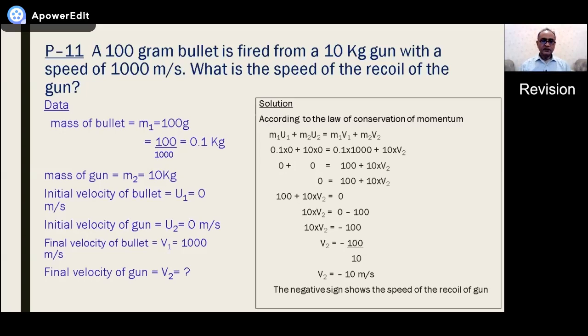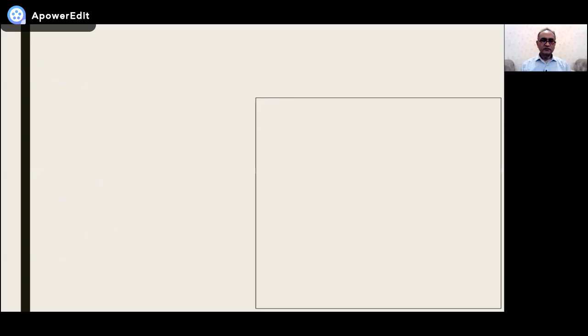So today we are going to do another problem related to momentum, and you can see the screen. A machine gun is there.